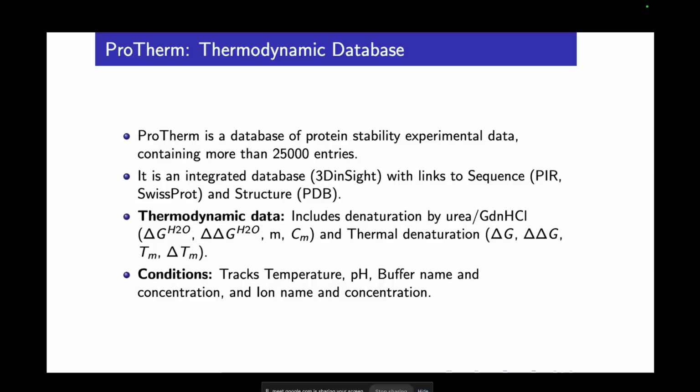But yeah, it is a database that collects this protein stability experimental data. And it basically tells you what delta G is there, what is the delta G if you move from one state to another for that particular protein. And it links with other known protein databases like PIR, Swiss-Prot, PDB, and so on and so forth. And the main thing it stores is basically thermodynamic data. So it includes data of denaturation by urea or guanidine hydrochloride. So these are known denaturing agents. So you denature the protein, and then you calculate the delta G.